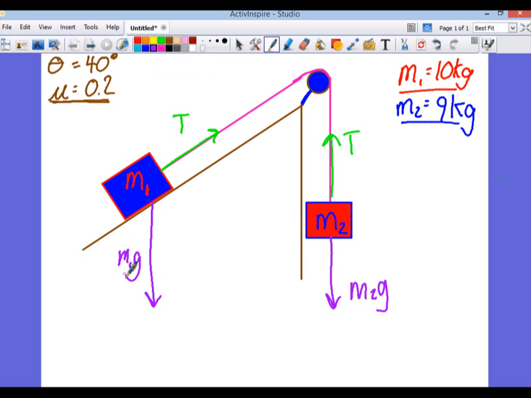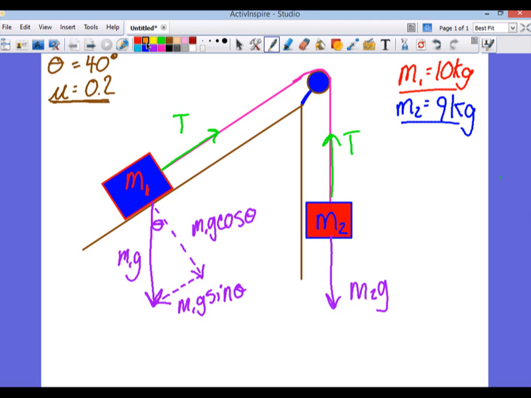And now gravity's going to have components for us. There's this component that is perpendicular to the plane, and this component that is parallel to the plane. The perpendicular component is going to be M1G cosine theta, and the parallel component will be M1G sine theta, because this is our angle right in there. That's our theta. That represents the angle of our ramp.